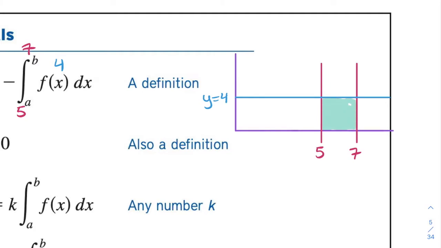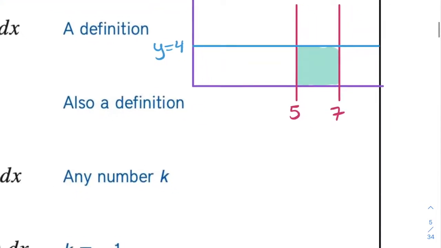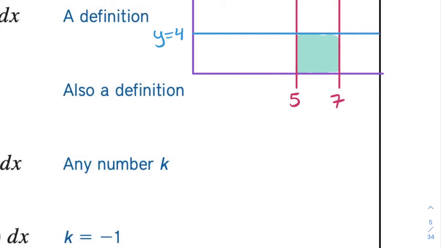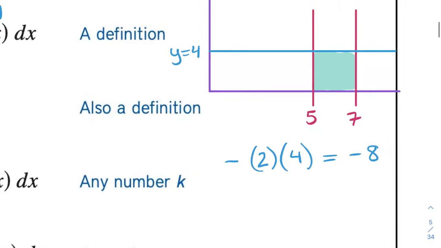And we would have created that area. Well, we're going in the reverse, so we're going to take it away. So in this case, instead of having a width of 2 times a height of 4, we're going to have the actual opposite of that. So we're going to have -8 as a result for area because it's being taken away.